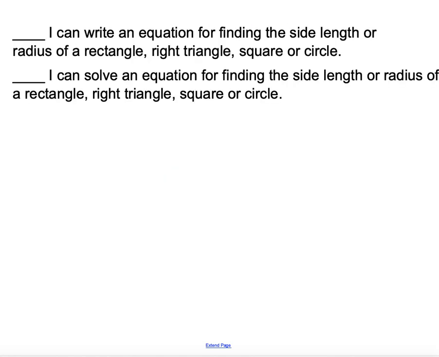So I can write an equation for finding the side length or radius of a rectangle, right triangle, square, or circle. I can solve an equation for finding the side length or radius of a rectangle, right triangle, square, or circle. All right, so there we have it.